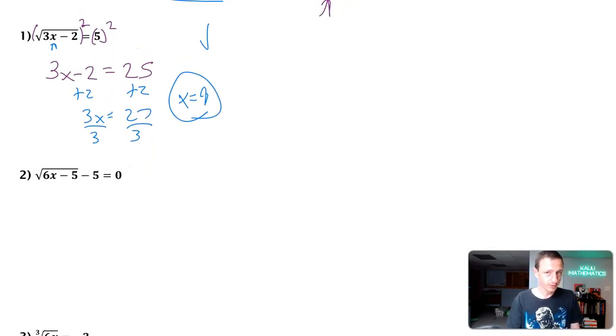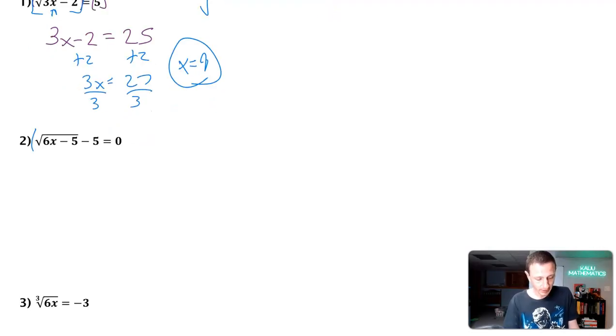The key, though, is this radical was by itself on one side of the equal sign. If it's not by itself, like for example on the next one, if I square this, I am now going to have a binomial squared. That's going to move the radical around. It's going to put it in multiple spots. So that might not work out. So let's get the radical by itself. So I'll have the square root of 6x minus 5 equals, and I move that 5 over because now I have the radical by itself. Now it's exactly like the last question that we just did.